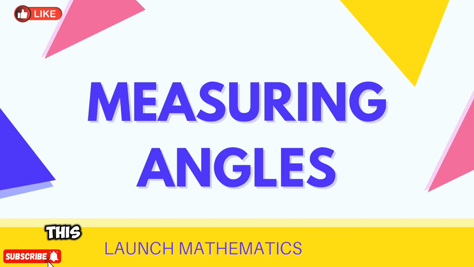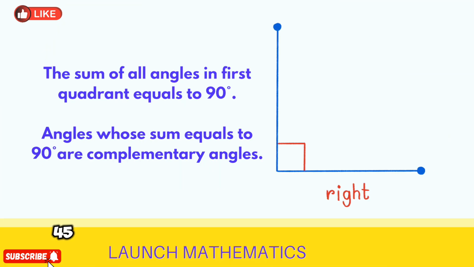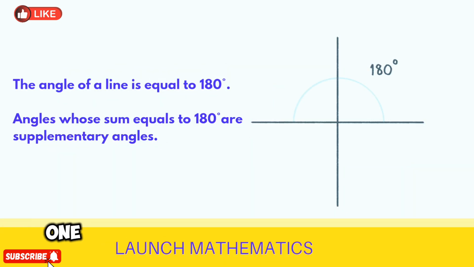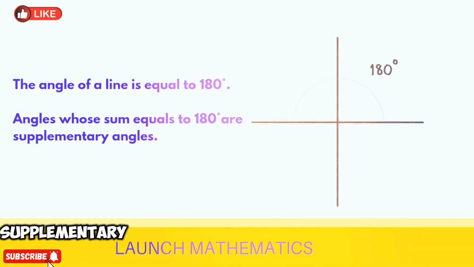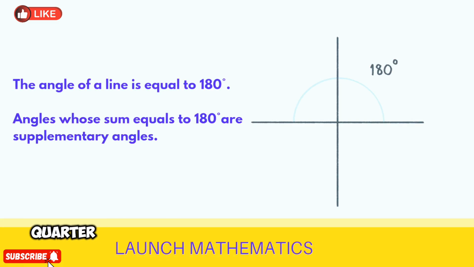So this is the time to teach you about complementary angles. 45, 30, 60: the sum of all angles in the first quadrant equals 90. Angles whose sum equals 90 are complementary angles. Now the angle of a line is equal to 180 degrees. Angles whose sum equals 180 degrees are supplementary angles. They lie in the second quadrant.